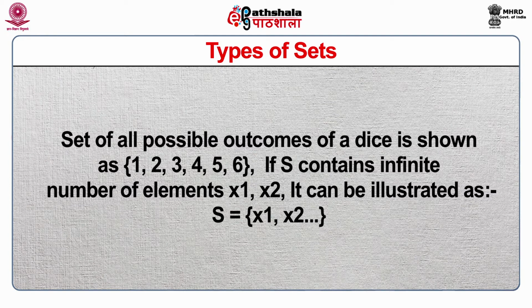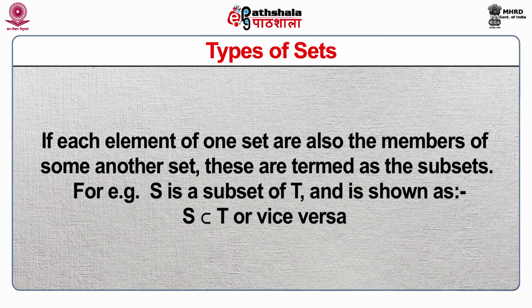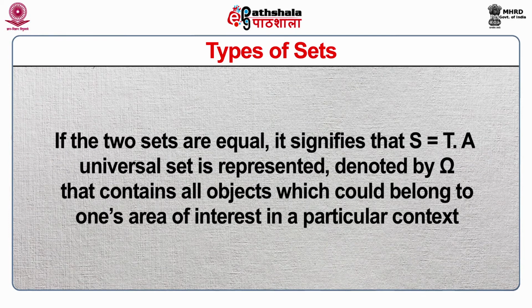If S contains an infinite number of elements x1, x2, it can be illustrated as S is equal to x1, x2 and so on. If each element of one set are also members of some other set, these are termed as subsets. For example, S is a subset of T and is shown as S C T, where C stands for the subset or vice versa. If the two sets are equal, it signifies that S is equal to T. A universal set is represented and denoted by the omega symbol that contains all objects which could belong to one's area of interest in a particular context.